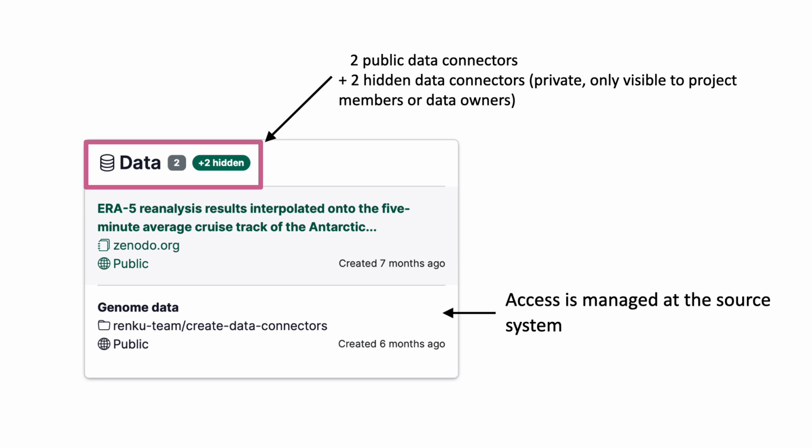This is because being able to see a data connector is not the same as being able to access the data itself. For example, a data connector may be public, which means other users on Renku Lab can see that the data connector exists, while also being protected with credentials, which means that only people with valid credentials can access the data. For more information about data connector permissions and visibility, see our documentation linked in the description of this video.